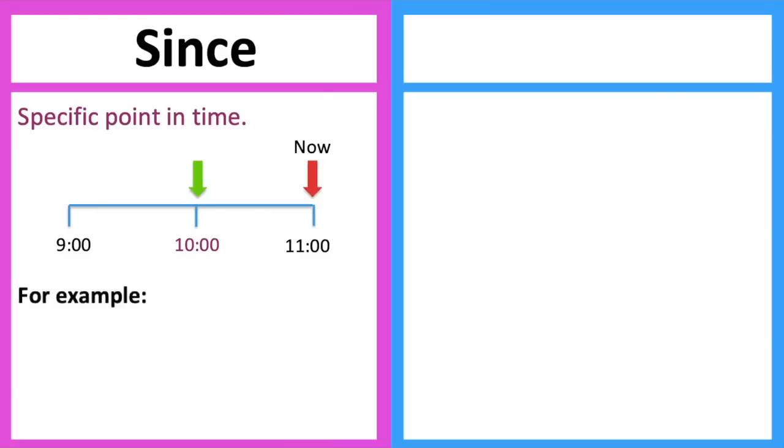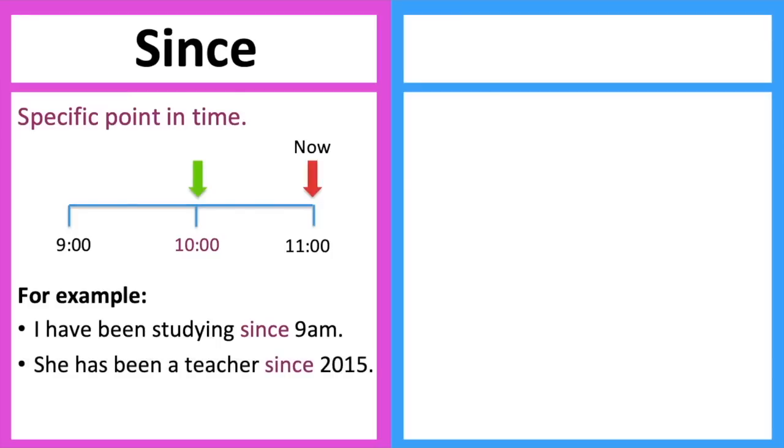For example, I have been studying since 9 a.m. So, 9 a.m. is the specific point in time when I started studying. She has been a teacher since 2015. Again, 2015 is the specific point in time that she started teaching.